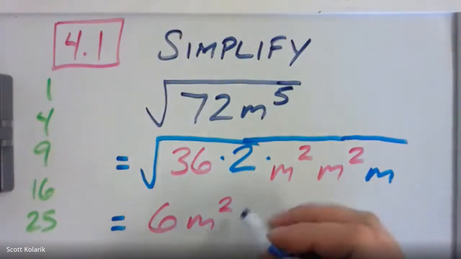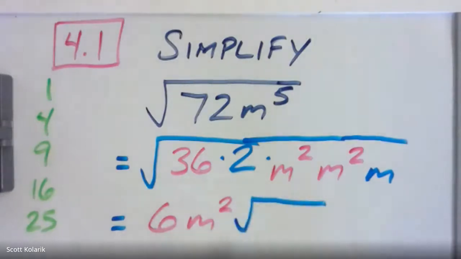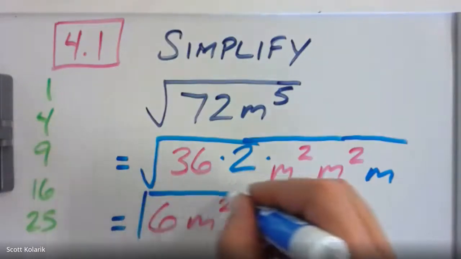But lastly, there is stuff that's left over underneath the radical, namely this 2. I can't take the square root of 2, and there are no other perfect squares that go into it. And the same thing with this m. There's just one more m. I can't take a perfect square of m, a single variable. And so this would be my final simplified answer.